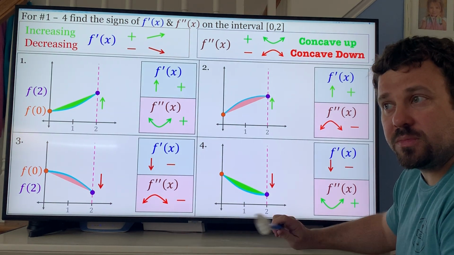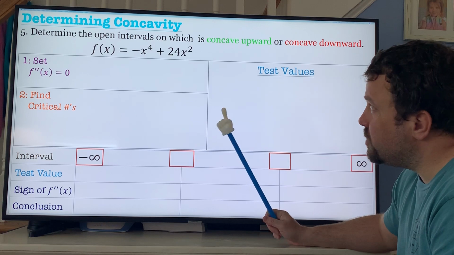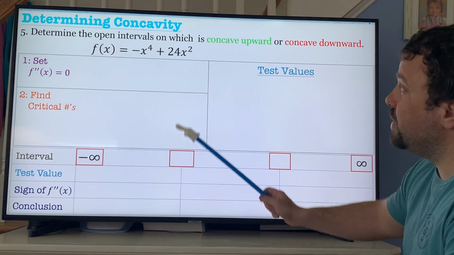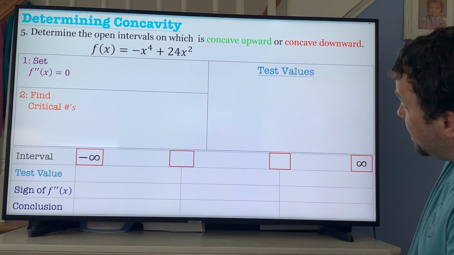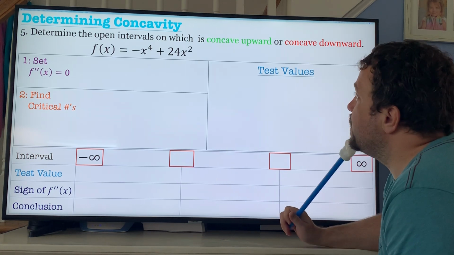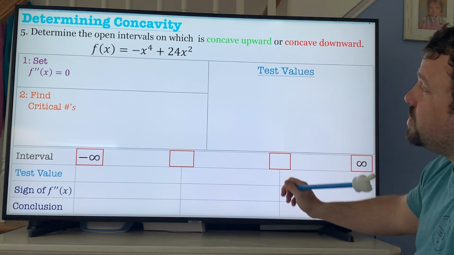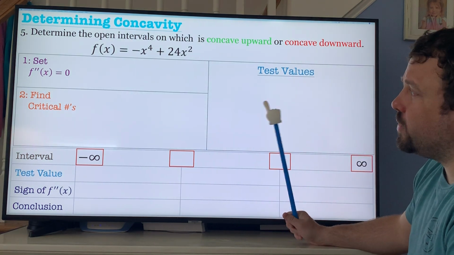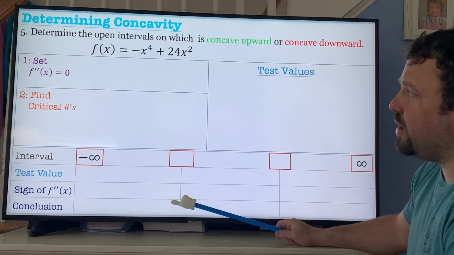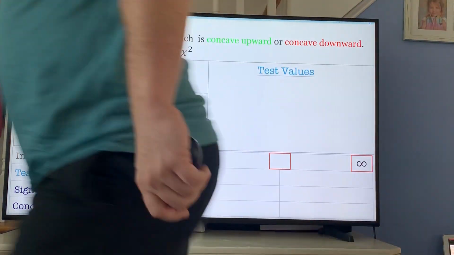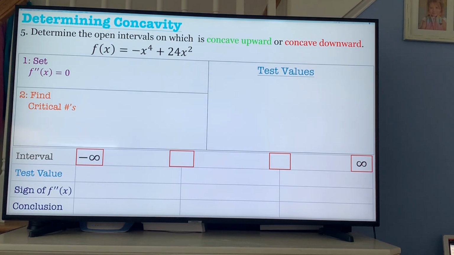Any questions? Awesome. Now we're going to move on to a real problem. That was just a little warm-up. Determine the intervals on which this is concave up or concave down. All right? f prime x equals negative x to the fourth plus 24x squared. The first thing I want you guys to do is set f double prime x equal to 0. Go. Derive it, derive it, derive it.